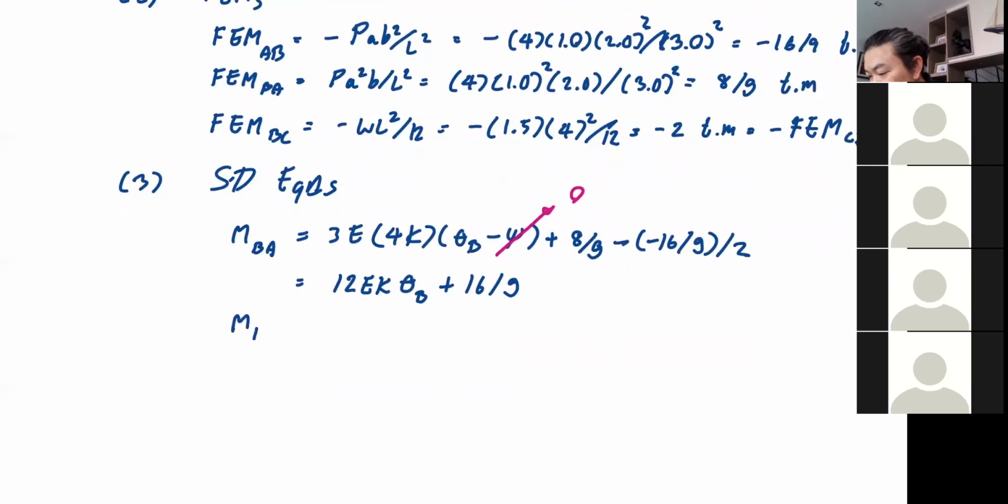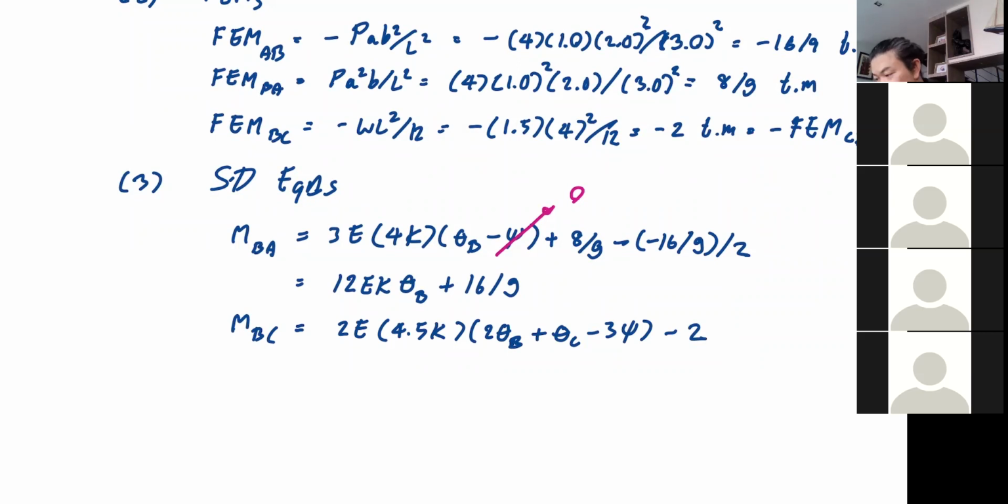Then MBC now. MBC, that's 4.5K, but it's 2E times 4.5K. Oops, oh, right, that's correct. 2 theta B plus theta C minus 3 psi plus FEMBC, which is minus 2. Again, because we have the fixed support at C, right? So this guy is 0, and that guy is also 0. So this becomes 9, so that's 18EK theta B minus 2.